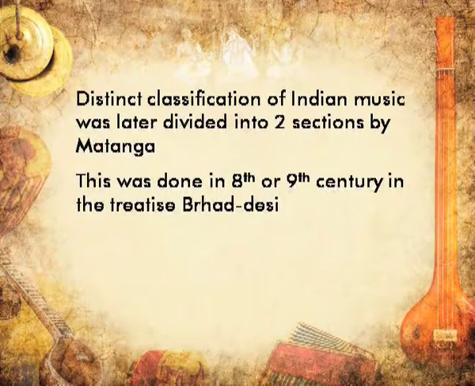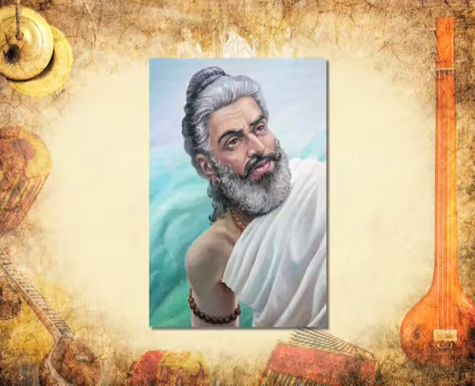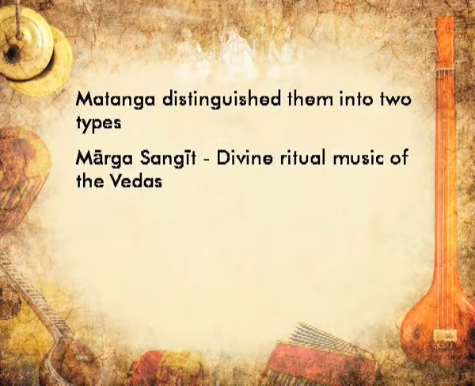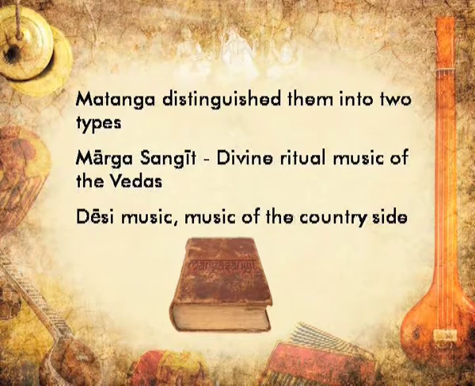Later, a distinct classification of Indian music arrived. This is divided into 2 strata that date back at least to the 8th or 9th century treatise Brihat Desi by Matanga. As Matanga used them, the 2 terms distinguished the divine ritual music of the Vedas, Marga Sangeet, music of the way, from secular regional music or Desi music, music of the countryside or province.